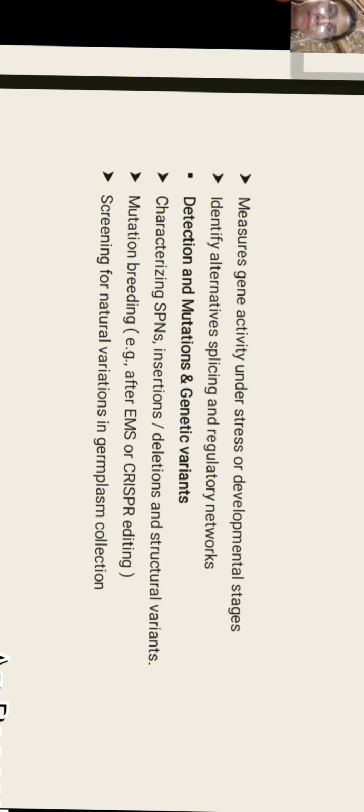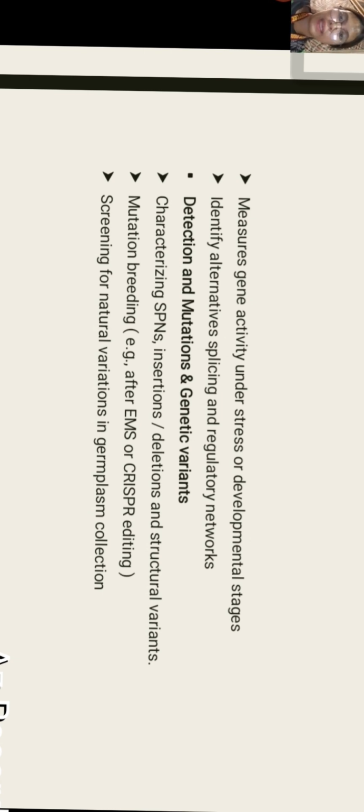Next is the detection of mutation and genetic variants. We have three under this. First is characterizing SNPs, insertions, deletions, and structural variants. So detection of mutation and genetic variants means finding any changes in a plant's DNA. Characterizing SNPs, insertions, deletions, and structural variants means looking at what kind of DNA changes happened. These are different types of DNA changes.